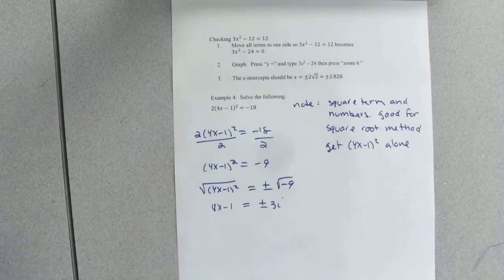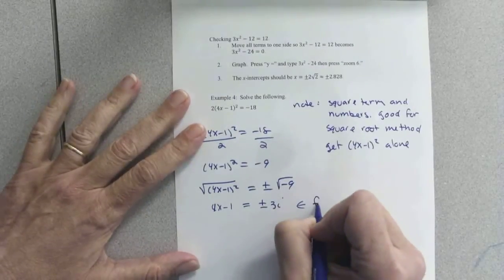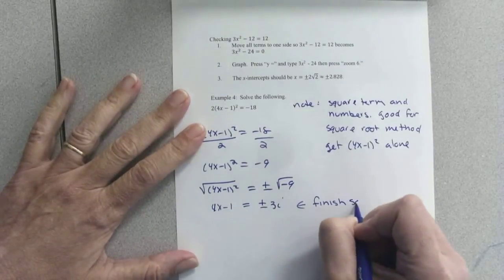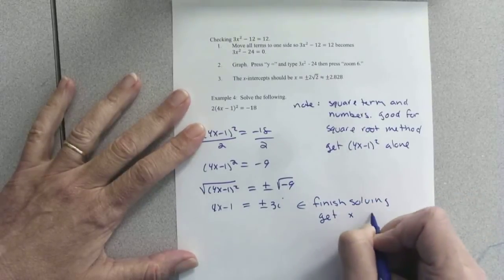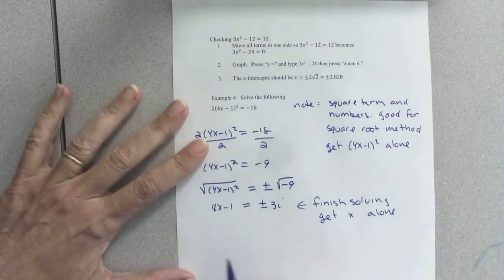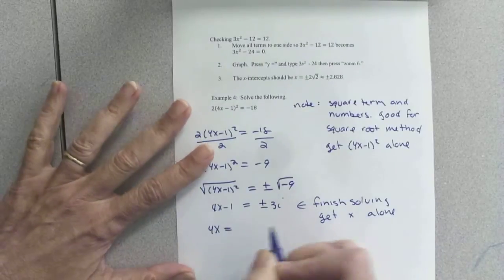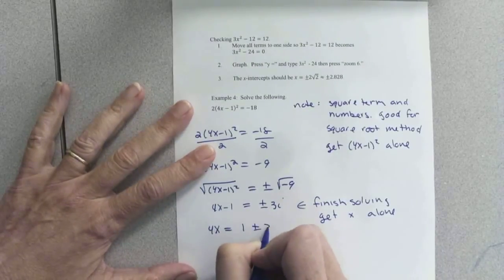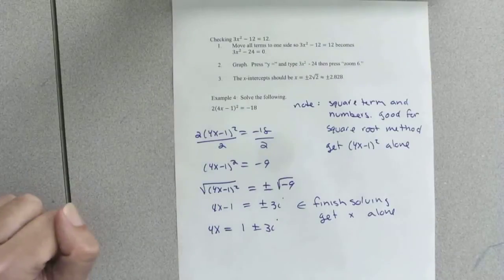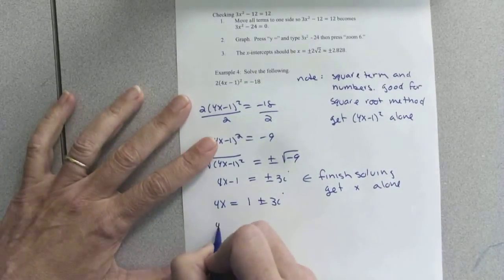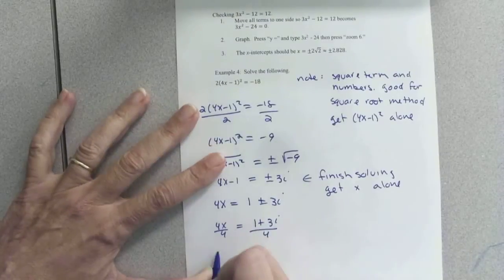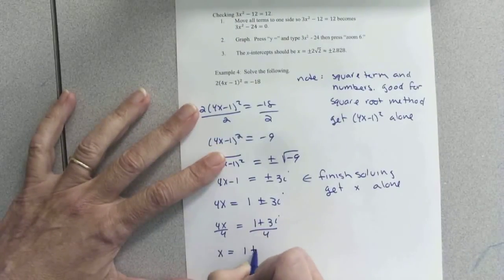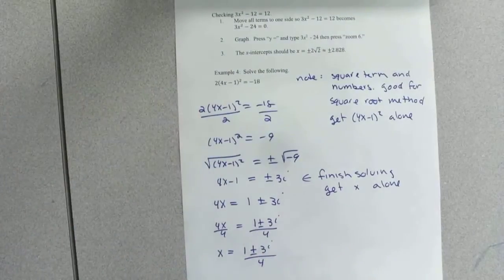Now we need to finish solving. And so I've got to get the x alone. So I will move that 1 to the other side. So I get 1 plus or minus 3i. And then I can divide by 4. And so I get x equals 1 plus or minus 3i divided by 4.